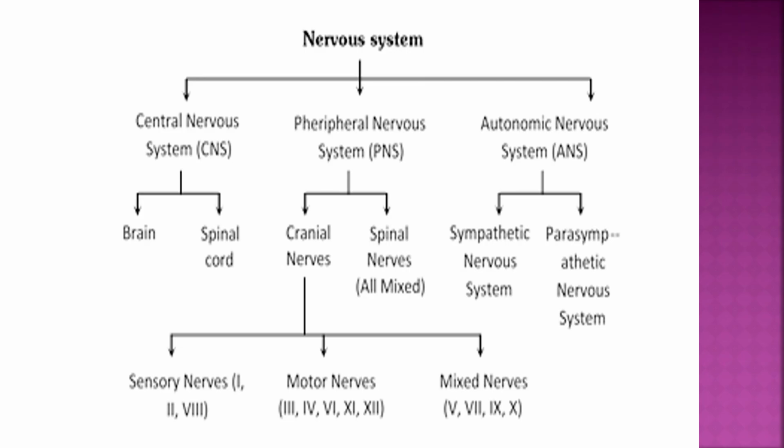The cranial nerves are of three types: sensory nerves, so they are 1, 2 and 8 in number. Motor nerves, they are 3, 4, 6, 11 and 12. And mixed nerves, 5, 7, 9 and 10. So total 12 pairs of nerves are present in cranial nerves, which arise from the brain.